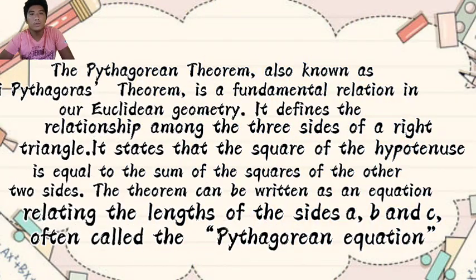Then, we will introduce the Pythagorean theorem, also known as Pythagoras' theorem. It's a fundamental relation in Euclidean geometry. It defines the relationship among the three sides of a right triangle. It states that the square of the hypotenuse, or the side opposite to the right angle, is equal to the sum of the squares of the other two sides. The theorem can be written as an equation relating the lengths of the sides A, B, and C, often called the Pythagorean equation.